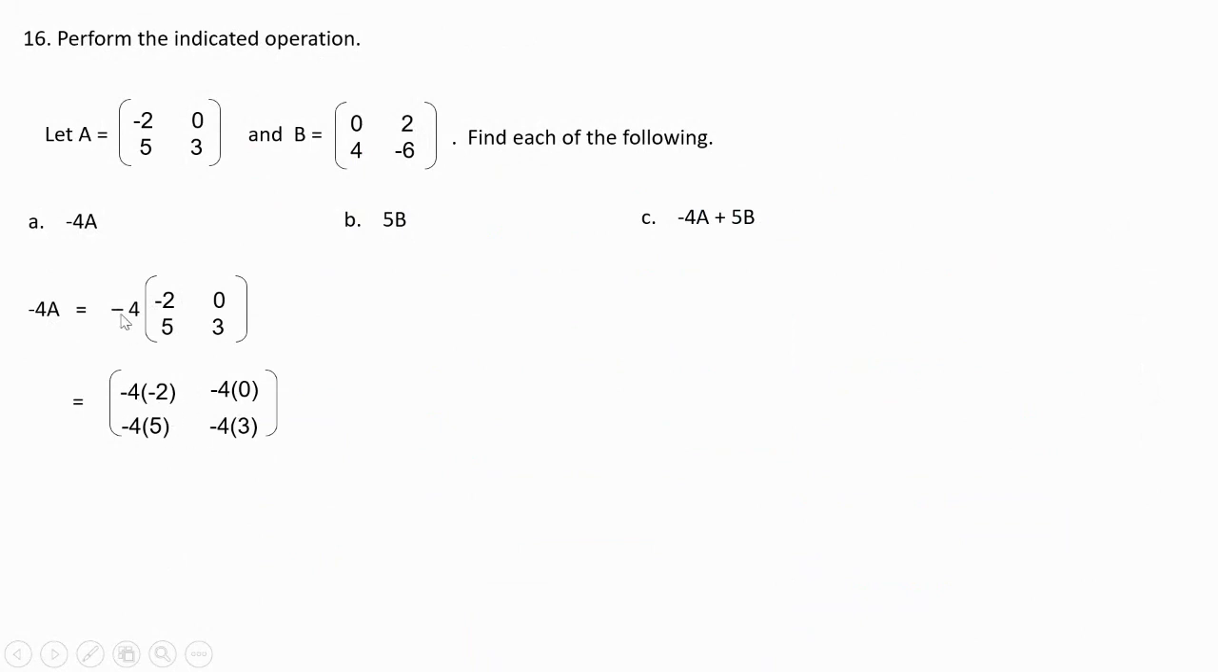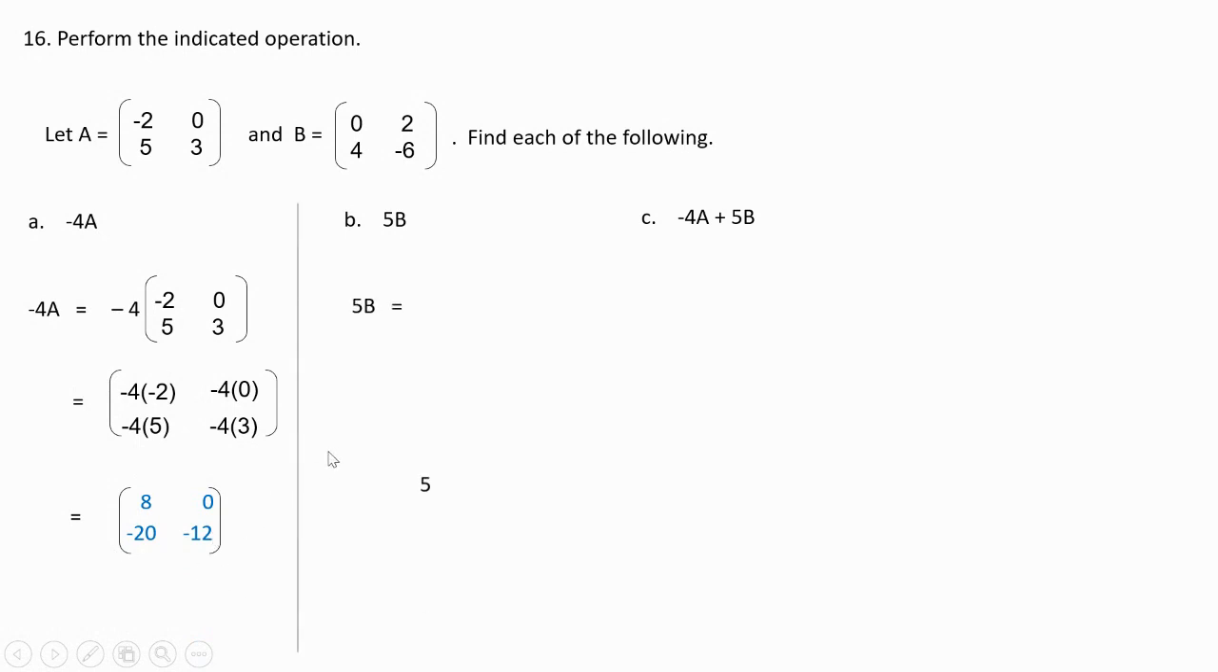But you can skip this step, guys. If you're doing something like this, all you do is negative 4 times negative 2 will give us positive 8. Negative 4 times 0 will give us 0. Negative 4 times 5 will give us what? Negative 20. Negative 4 times 3 will give us negative 12. But I just show you the steps so you guys can see exactly what's taking place. Okay, so the answer for negative 4a is 8, 0, negative 20, negative 12.